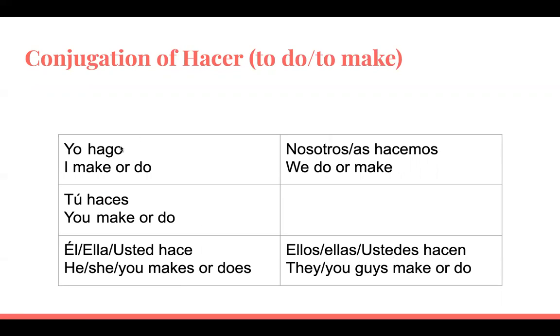So you can see yo is the only one that's irregular. There are ones that change in the yo form, and then they also have a stem changer. But this one, the yo form is the only irregular.